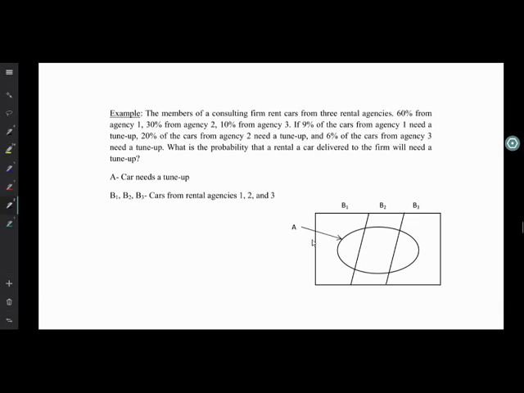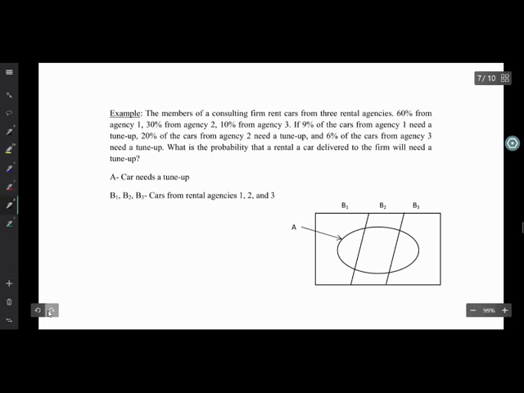Here's another example. The members of a consulting firm rent cars from 3 rental agencies, 60% from agency 1, 30% from agency 2, 10% from agency 3. So those are the partitions. 9% of the cars from agency 1 need a tune-up, 20% from agency 2 need a tune-up, 6% from agency 3 need a tune-up. So you have to find the probability that a randomly selected car delivered to the firm will need a tune-up.